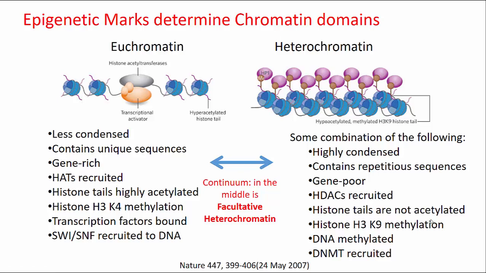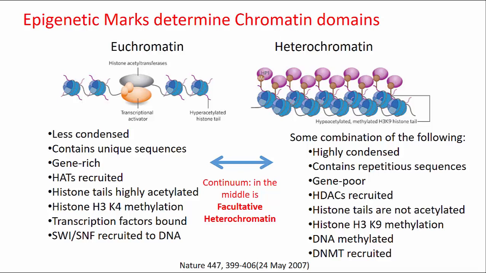To wrap up, I'd just like to summarize the differences that we have talked about between euchromatin and heterochromatin. So euchromatin is much more loose, it is less densely packed, and it tends to be that active genes are present in the euchromatic regions. Histone acetyltransferases are often recruited to euchromatin, the histone tails become acetylated, and certain lysines on the tails of the histones are methylated as well.